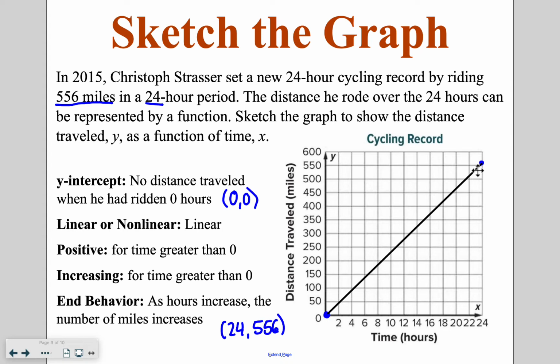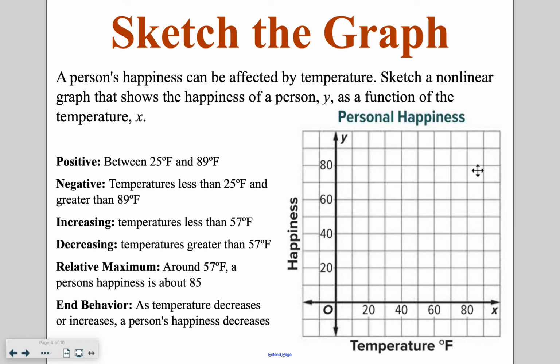So that's what it's going to be like if you are trying to sketch a linear function. Now we're going to look at a couple different non-linear functions. So this first one says a person's happiness can be affected by temperature. Sketch a non-linear graph that shows the happiness of a person as y compared to the function of temperature, which will be x.